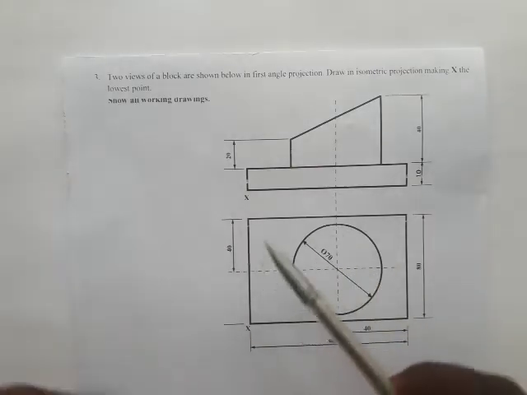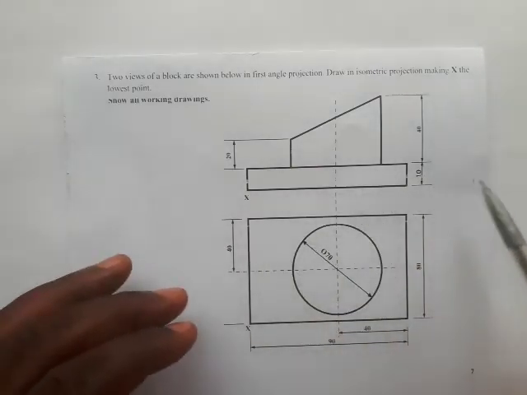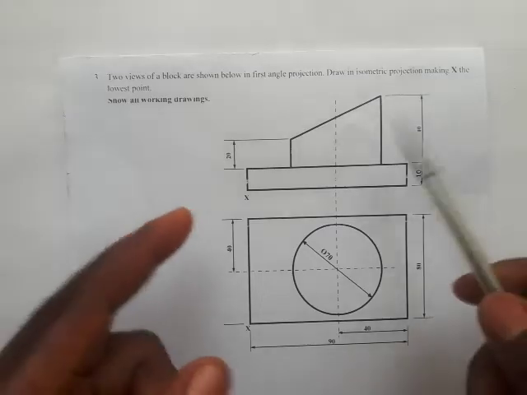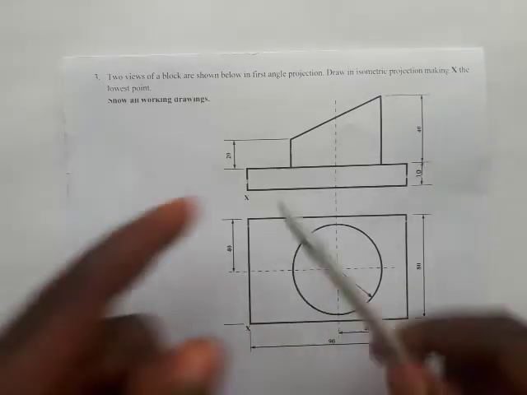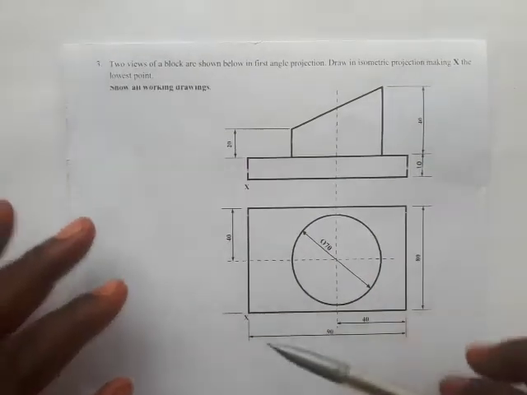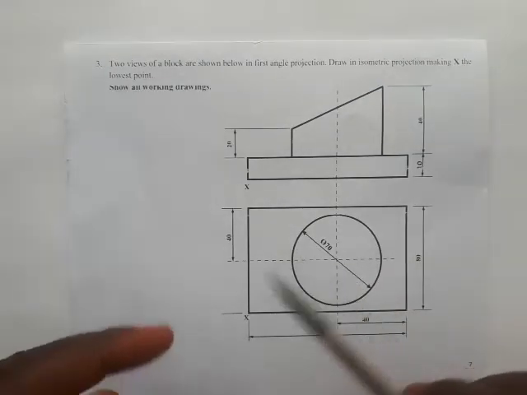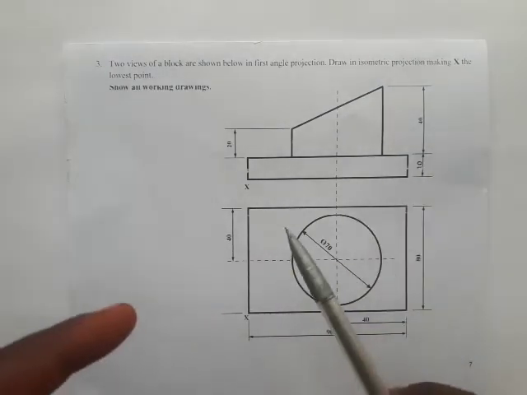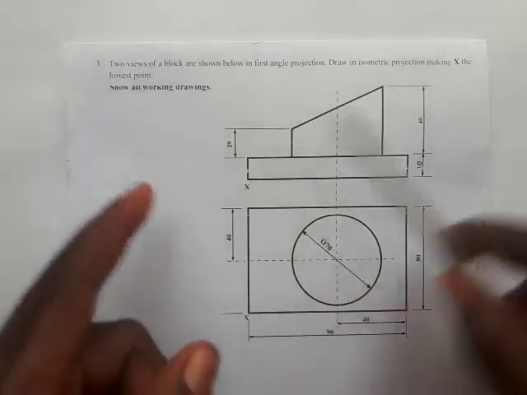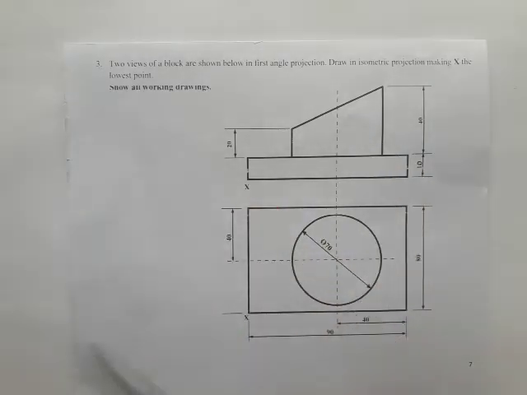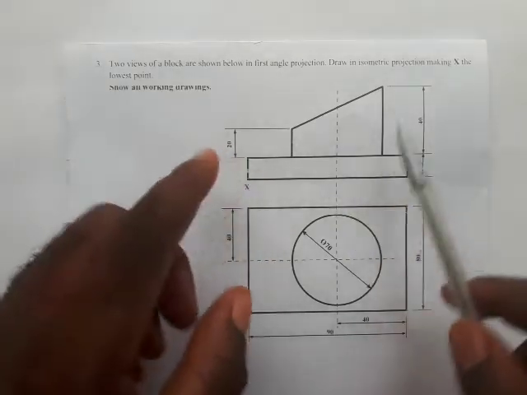Now I have done an introduction of how to convert from orthographic into isometric. If you are new to this kind of question, you might want to go see that video to enable you to understand what you are going to do here. So the first thing we're going to do is to draw a box that will contain this object. But before we draw the box, I would like to explain a few things here.